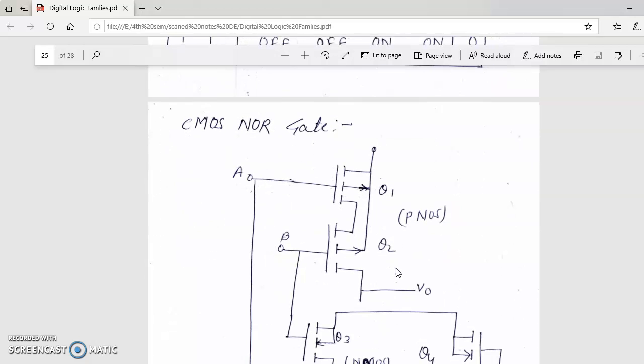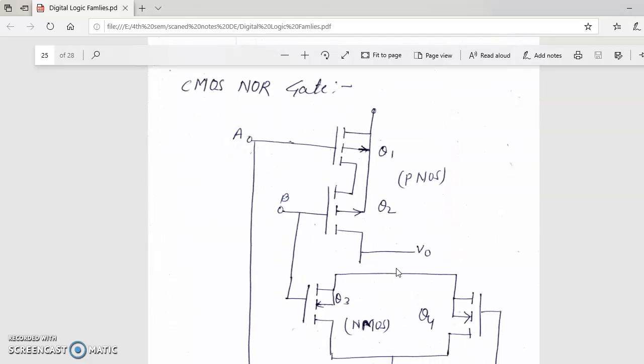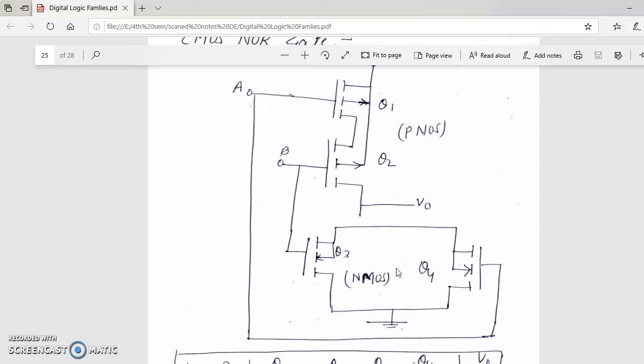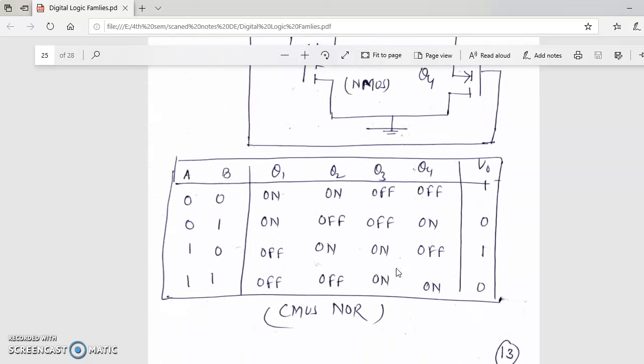And this is the CMOS NOR gate, that is the PMOS and NMOS connected, and we get the truth table of the CMOS NOR gate, that is A, B, Q1, Q2, Q3 and Q4. Because two transistors are used in CMOS, in series connection or parallel connection, we get the output according to the applied input.